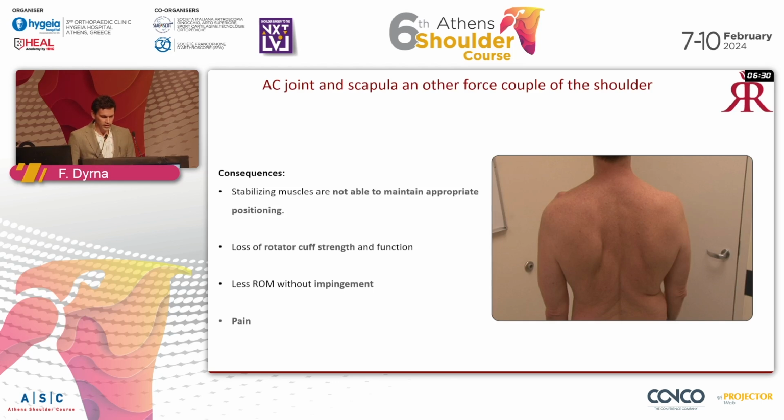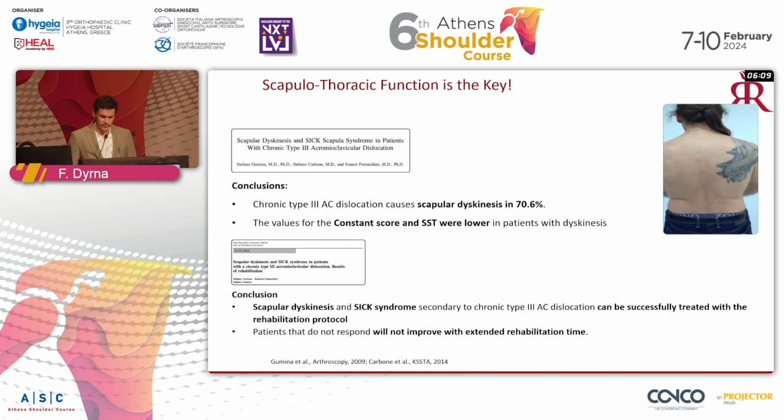So when we talk about the AC joint, and especially the type 3 injuries, I consider the AC joint to be something like another force couple of the shoulder. So we have something in the front and we have something in the back, and both of them need to work in order to have a function of the shoulder. Otherwise you get less range of motion, you get pain, and you have less strength for your rotator cuff.